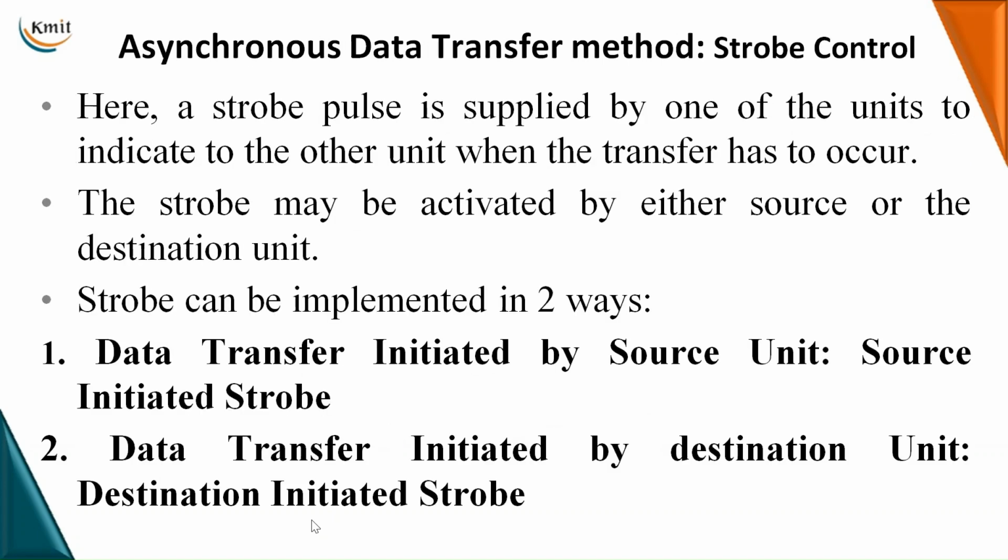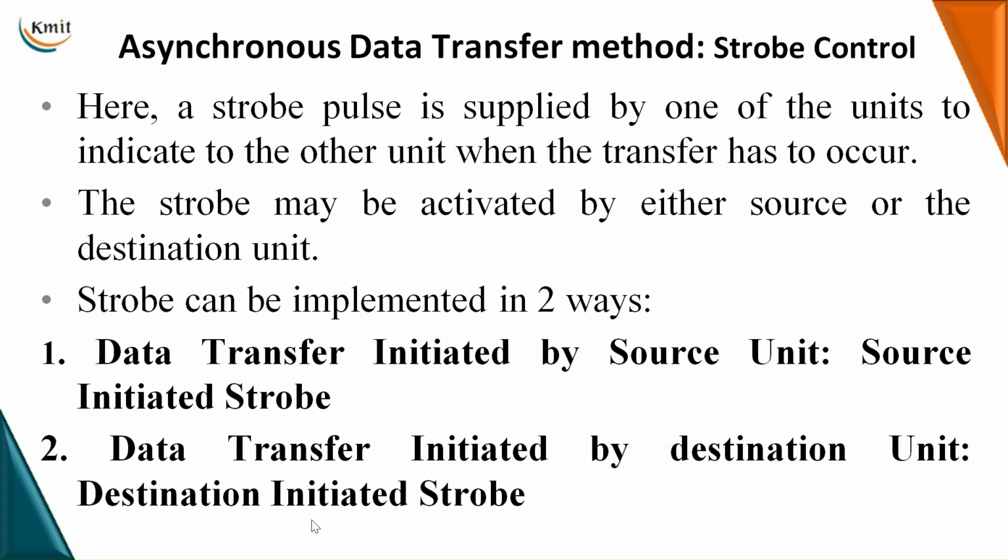So let us see these methods in detail. The first method is the strobe control method. Here a strobe pulse or a strobe signal is supplied by one of the units to indicate to the other unit when the transfer has to occur.